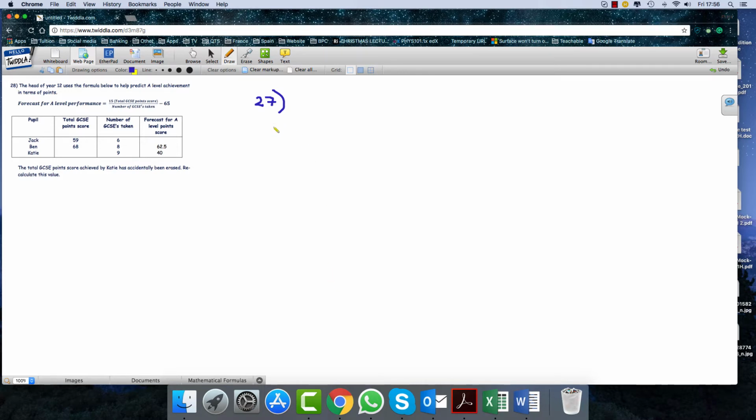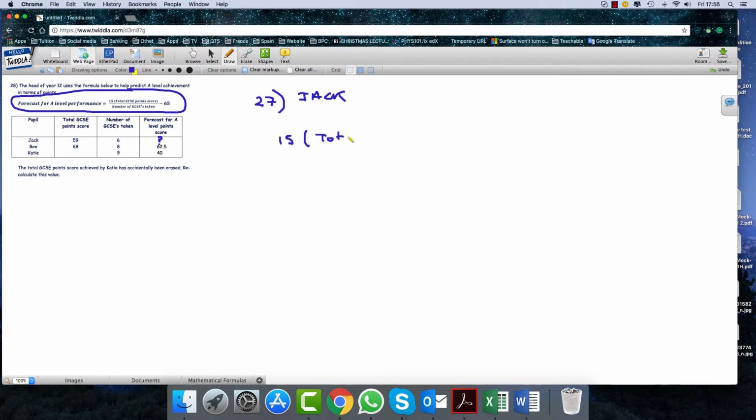So what we're going to do in question 27 is work out Jack's forecast for A-level point score. You can see that's the missing number in the table here. Then we've got a formula up the top here, and we've just got to do things in the right order. So I'm just going to copy this formula out.